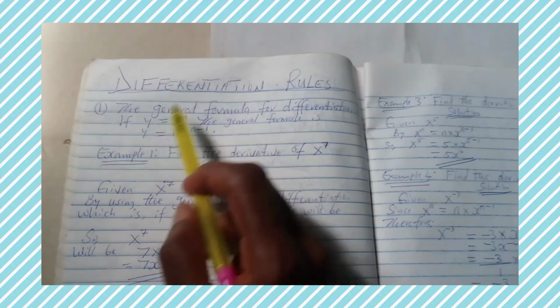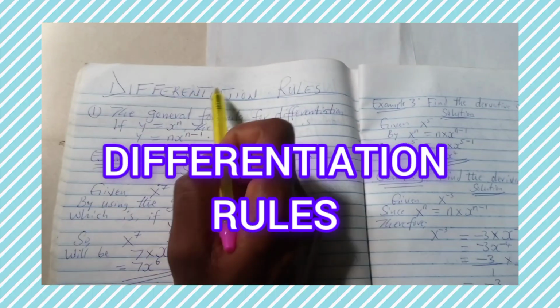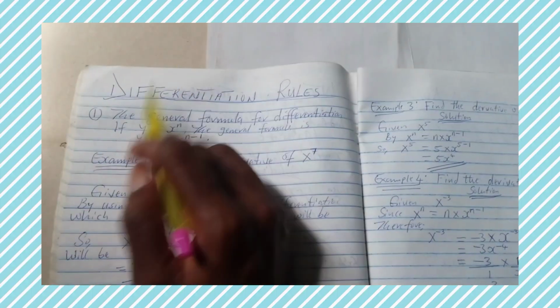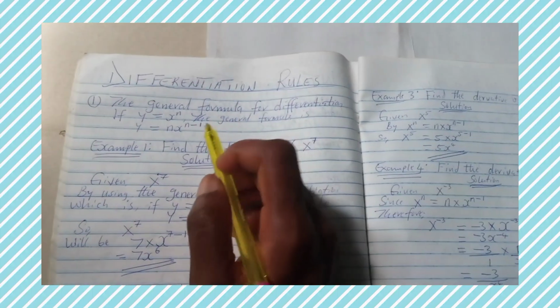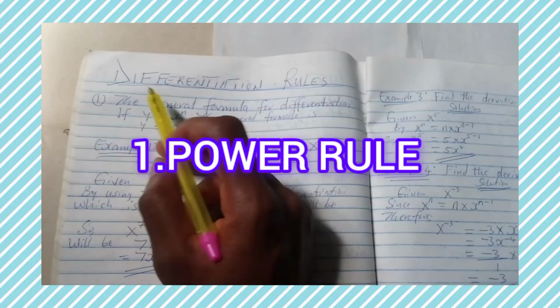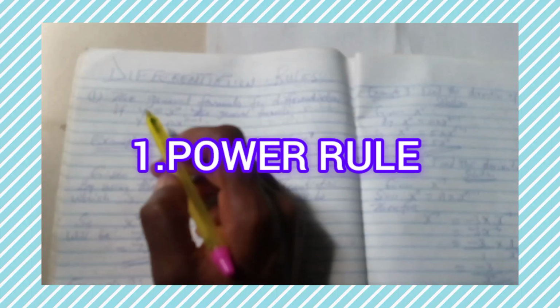Now let's look at what is before us today. We are looking at differentiation rules, the rules that we have in differentiation. Let's look at number one. We have the general formula for differentiation, which is called the power rule. So the general formula for differentiation, let's look at it. It's also called a power rule.